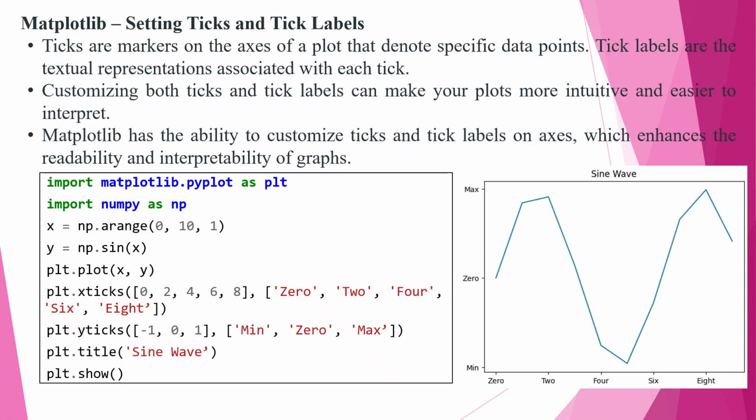Similarly, plt.yticks is used to set labels like min, 0, and max for the y-axis. This makes the graph more intuitive and easier to read, especially for presentation purposes. Finally, we add a title using plt.title and display the plot using plt.show. So overall, customizing ticks and labels helps in making the visualization clearer and more meaningful.